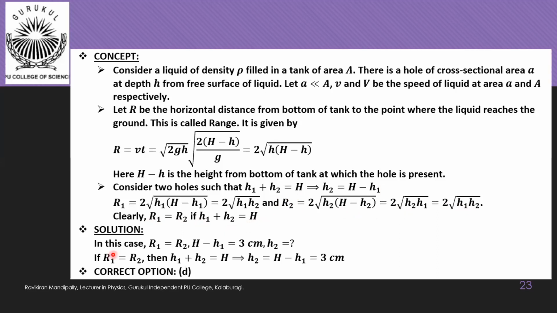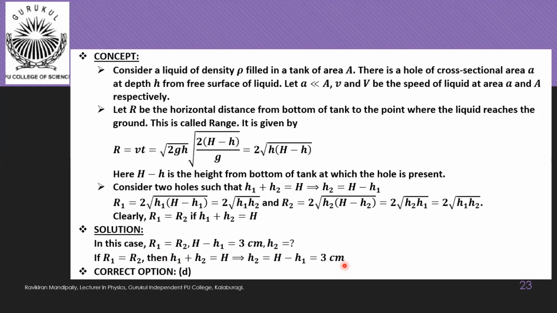Now, according to the question, it is very clearly mentioned that R1 is equal to R2, and also the height of the first hole from the bottom is given, that is H minus h1, equal to 3 centimeter, and we want the height of the second hole from top, that is h2. So we already know that if R1 is equal to R2, then h1 plus h2 must be equal to capital H. Then we want h2, so h2 becomes capital H minus h1, which is given as 3 centimeter.